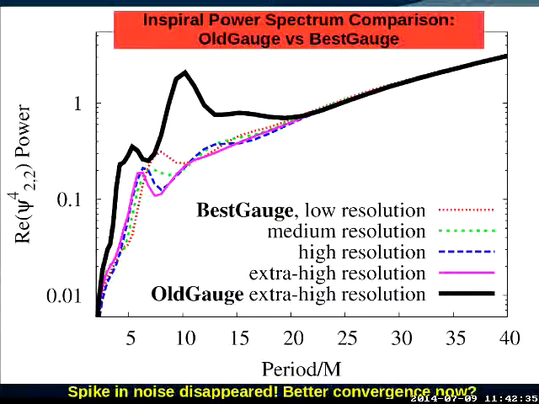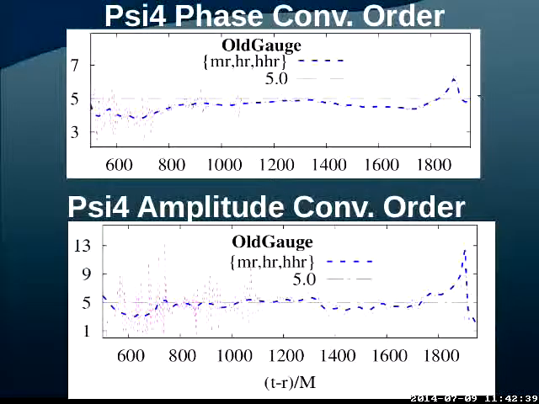So do we see better convergence now in our gravitational waves? Here's the waveform phase and amplitude convergence order versus time throughout much of the inspiral. We expect about fifth order convergence in these evolutions, corresponding to the spatial interpolation order at AMR refinement boundaries. And as you can see, the actual convergence order with the old gauge fluctuates significantly from that.